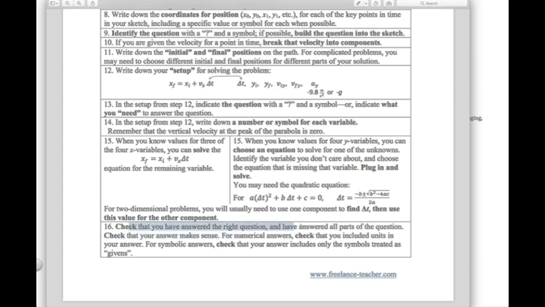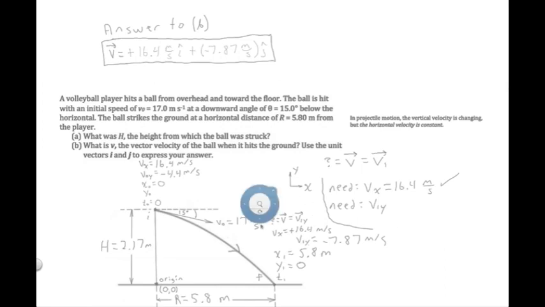We made sure we answered the right question. We've answered all parts of the question. Our answer seems to make sense. We included the units. And this step is not relevant because we have a numeric answer, not a symbolic one.